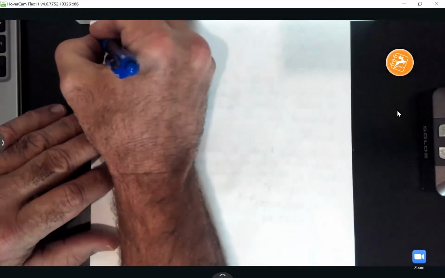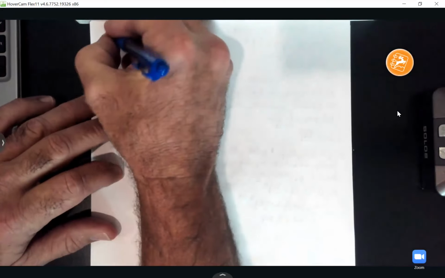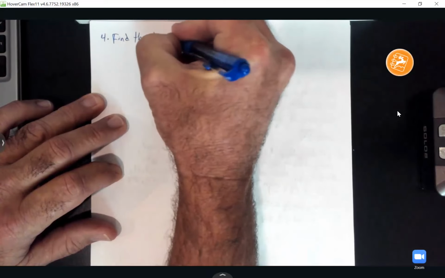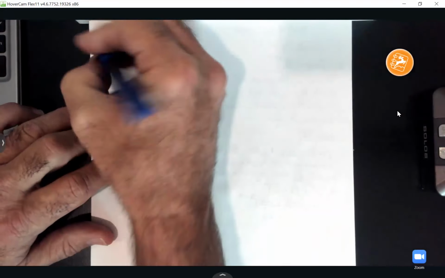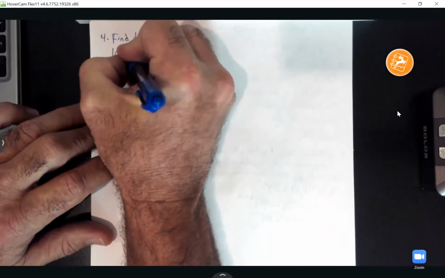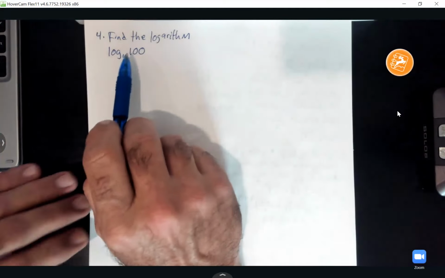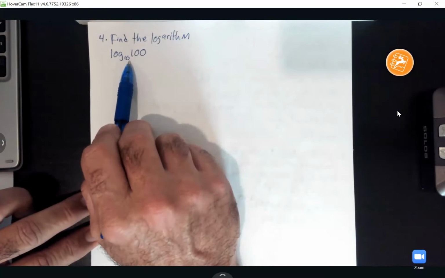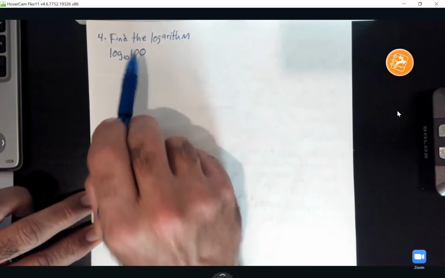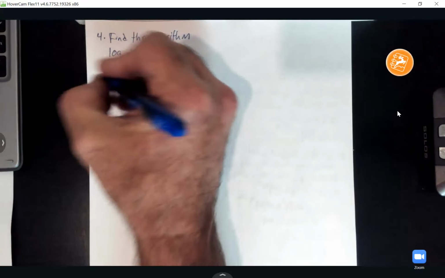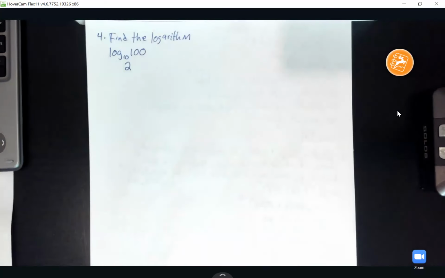All right, now at number 4, we start finding logarithms. So they want us to find the logarithm. So y'all, for the first one, they got log base 10 of 100. So basically, they're looking for the exponent we would raise a 10 to turn it into a 100. So if you start with a 10, 10 times 10 is 100. So we had to multiply 10 twice. So that would give us an answer of 2.